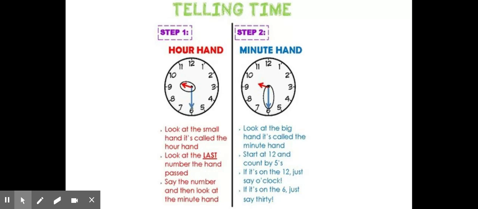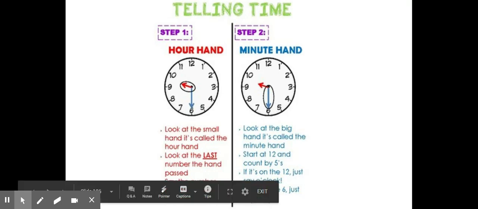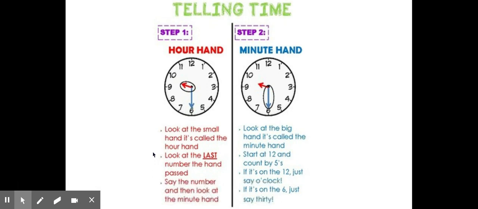The first step to telling time is to look at this small hand called the hour hand. And you look at the last number that the hour hand passed. This is so important because sometimes the hour hand will be in between 2 numbers. It can be hard to tell which hour it is, so you need to go back to the number that comes before. So for example, in this picture, the hour hand is in between the 9 and the 10. So that means that it would be 9, and then we'll talk about the minute. The hour is 9 because it's in between the 9 and the 10, and 9 comes first.